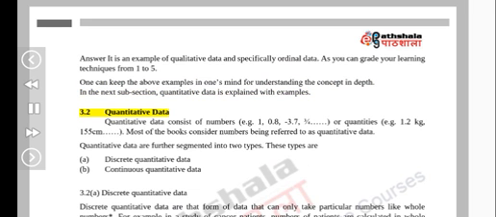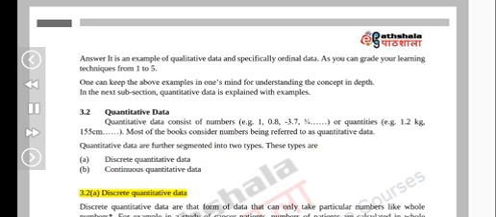3.2 Quantitative data. Quantitative data consist of numbers, e.g. 1, 0.8, minus 3.7, 3/4, and quantities, e.g. 1.2 kilograms, 155 centimeters. Most of the books consider numbers being referred to as quantitative data. Quantitative data are further segmented into 2 types. These types are a. Discrete quantitative data. b. Continuous quantitative data.